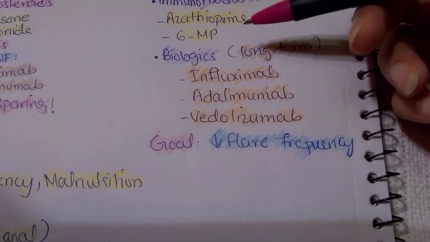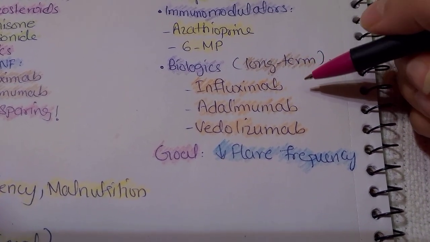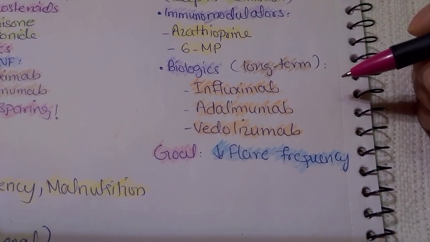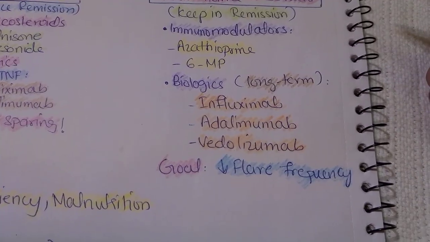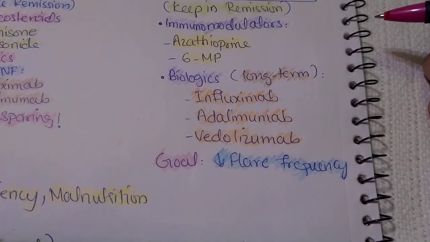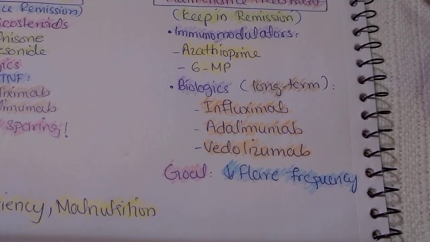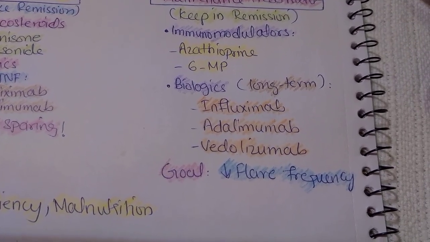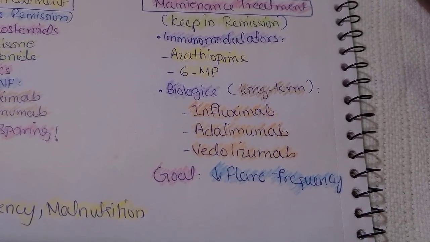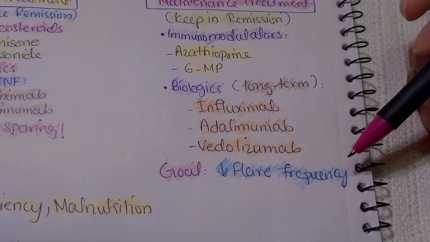So biologics are the game changers. So anti-tumor necrosis factor agents like infliximab, adalimumab, these are especially important for moderate to severe disease or when other treatments fail. So, newer biologics target different pathways like vedolizumab or ustekinumab. So, the goal is to decrease flare frequency.